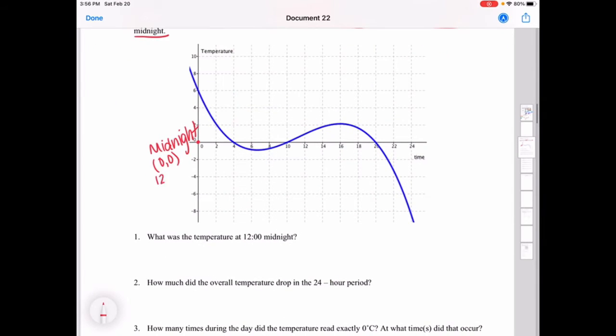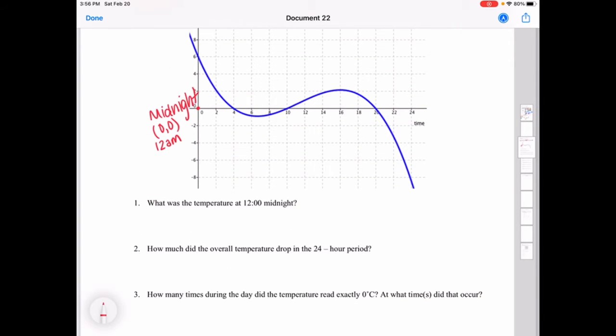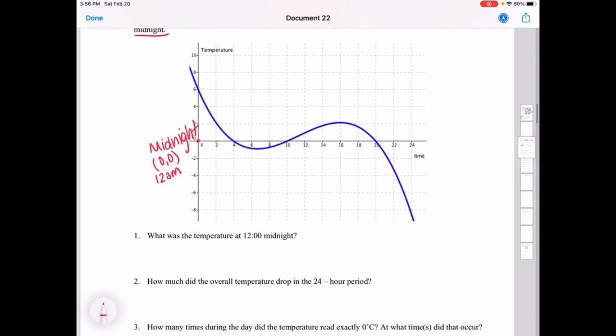So, let's say 12 a.m. We just have to be very careful because this is written in hours at like what time it is. All right, so it says, what was the temperature at 12 o'clock midnight? Well, I'm going to go to my y-intercept, which is right here, and say, okay, well, this is 6 degrees Celsius. And this is from my y-intercept.